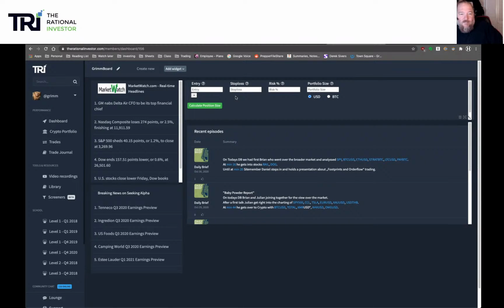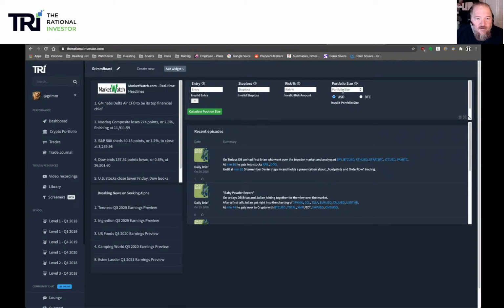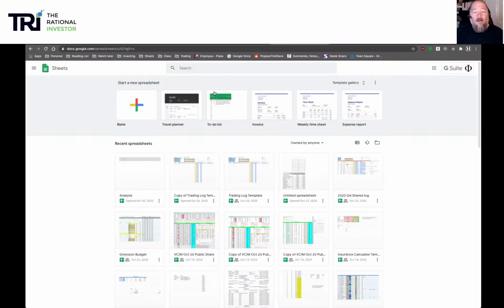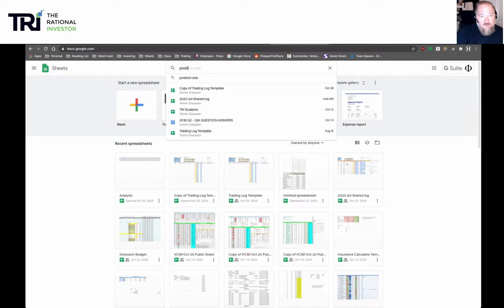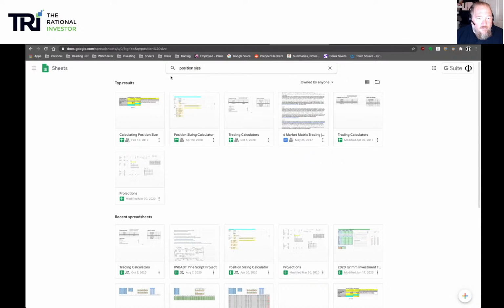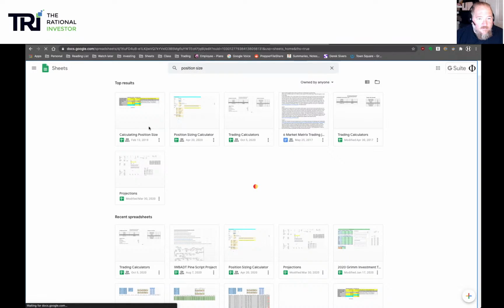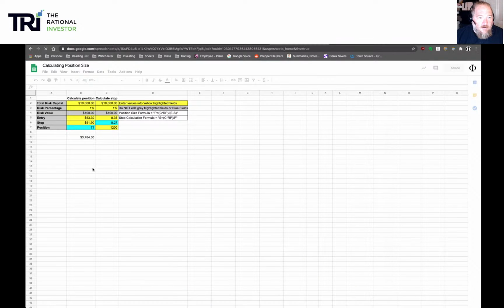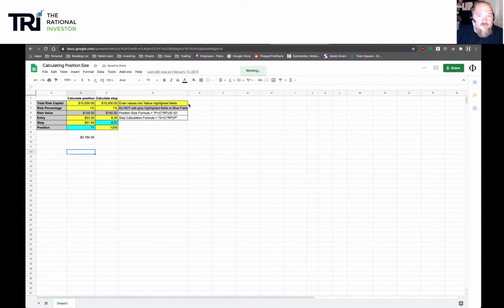Position size. Oh no, this doesn't have that in there. All right, well, hold on. Position size. All right. Oh, this one doesn't have that in there either.